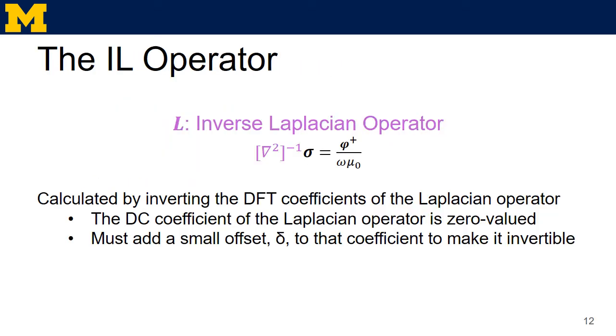The first set of experiments we did focused on the inverse Laplacian operator L. As I mentioned before, this operator is an approximate inverse of the Laplacian operator. And we calculated this approximate inverse by inverting the DFT coefficients of the Laplacian operator. However, the DC coefficient for the Laplacian operator is zero valued and therefore cannot be inverted. So to make this invertible, we had to add a small offset delta to that coefficient.